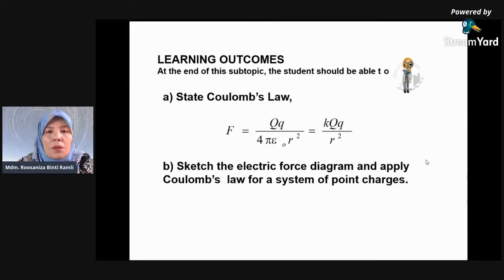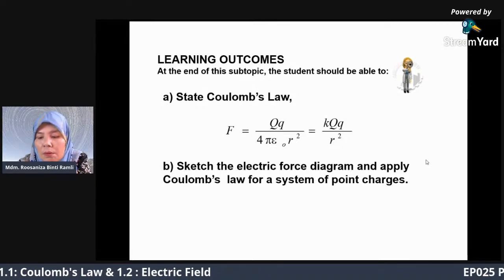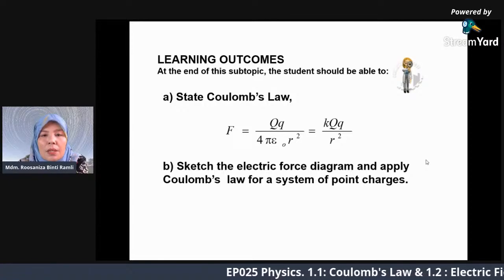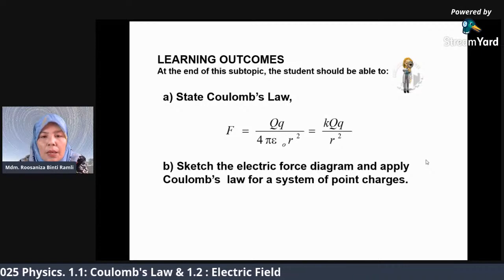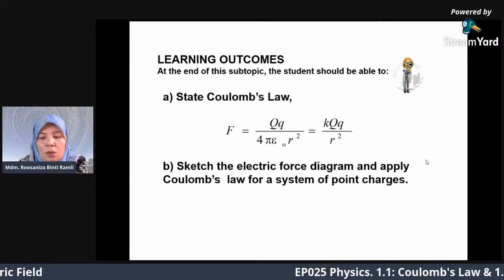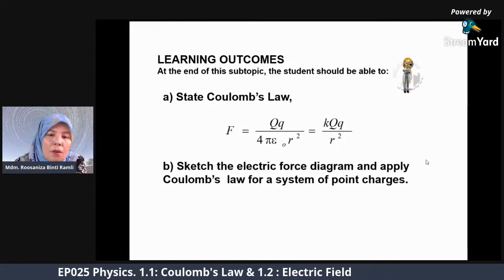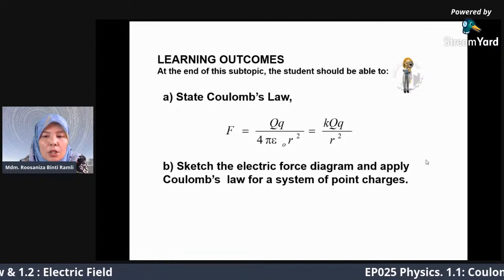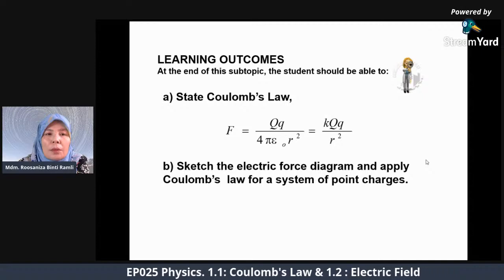Okay, learning outcomes for this topic. At the end of this subtopic, students should be able to, first, state Coulomb's law: F is equal to Q1 Q2 over 4 pi epsilon naught R square, or K Q1 Q2 over R square. And then, students should be able to sketch the electric force diagram and apply Coulomb's law for a system of point charge. Okay, this is for the first subtopic 1.1.